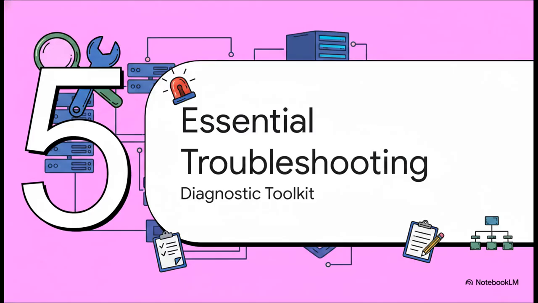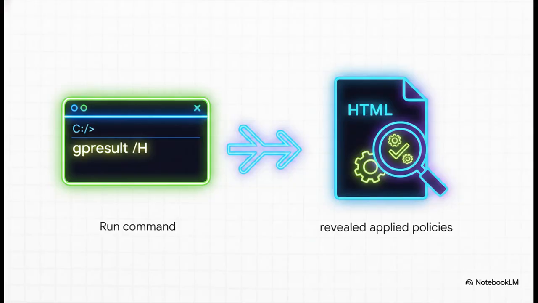And finally, Section 5, Essential Group Policy Troubleshooting. When a user calls the help desk complaining that they're missing a drive map or an app didn't install, please stop guessing. The crucial point to take away here is this exact syntax, gpresult /h. This command is the definitive diagnostic tool. It generates a beautifully formatted HTML report that reveals every single applied, filtered, and blocked policy on that machine. It completely takes the guesswork out of troubleshooting GPOs.